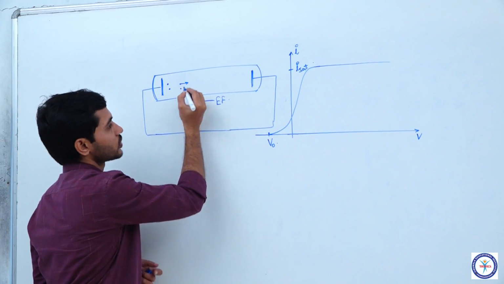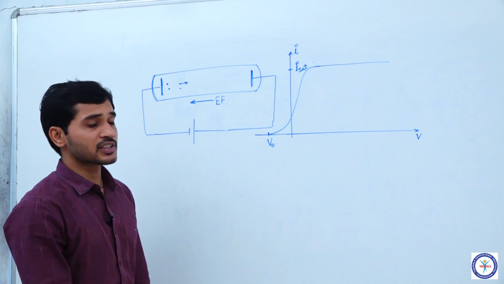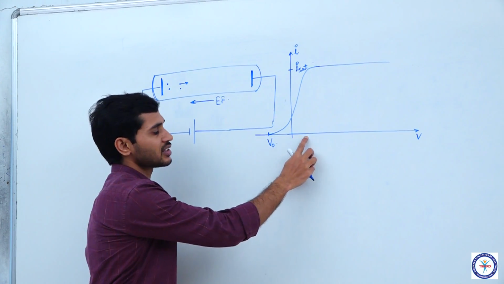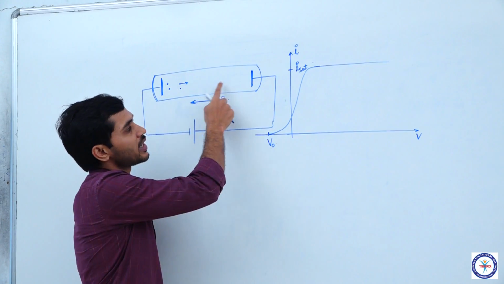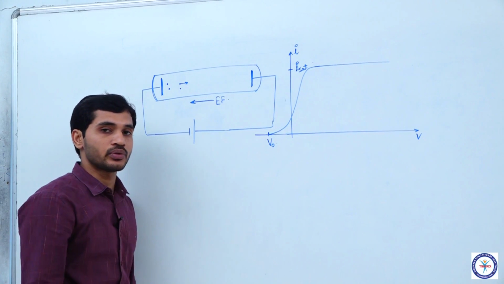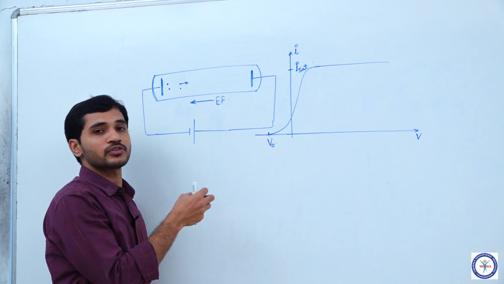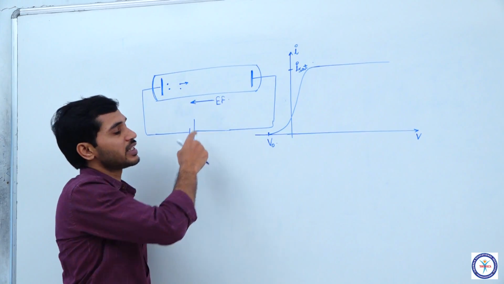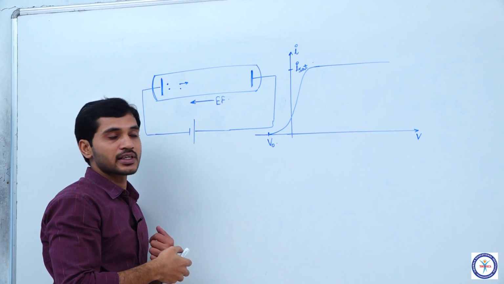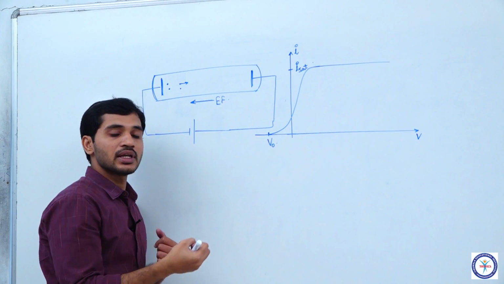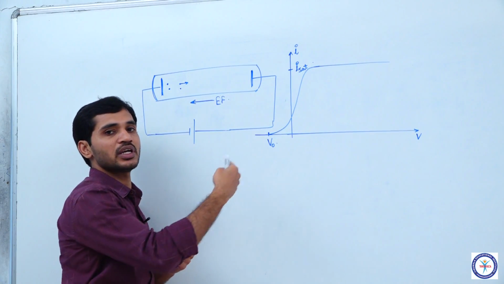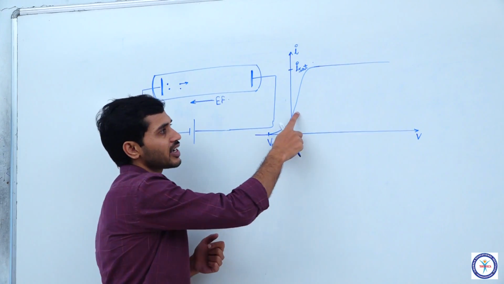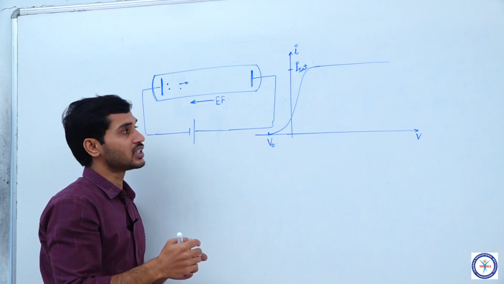We have discussed that as I keep increasing this voltage, more and more electrons will be able to reach the anode, because even the slow moving electrons initially get accelerated because of the force due to this electric field, and even those less energetic electrons might be able to reach the anode. That is the reason why this current is increasing. We have discussed that earlier.